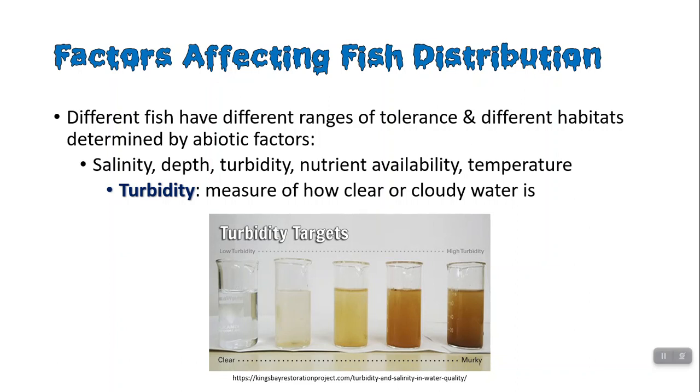And turbidity is something we haven't talked about yet. It's how clear or cloudy the water is. So if you have low turbidity, that means you have less stuff in your water and it's clearer. If you have high turbidity, that means you have more stuff and it's kind of dirty or cloudy.